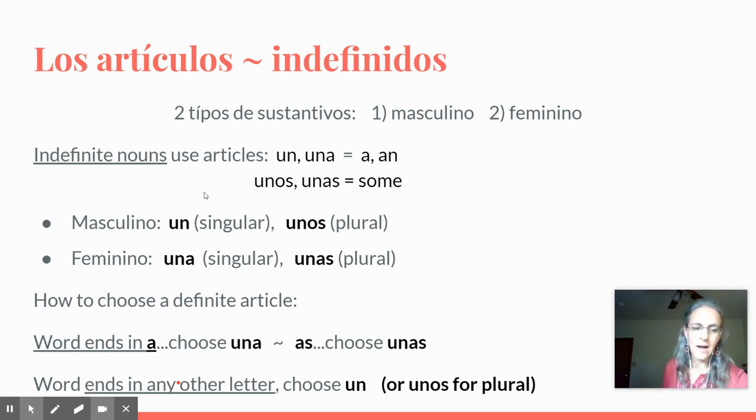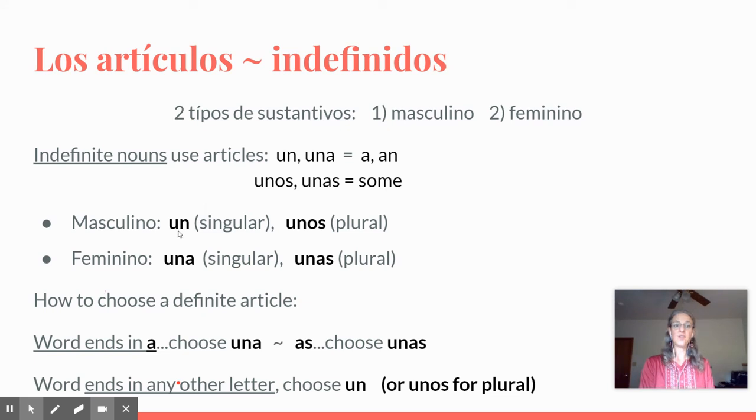Or if I switch to another object, maybe I say, I need the black pencil because it's my favorite pencil. Oh, I have it. But what if I just said, I need a pencil? Then somebody might say, oh, I have a pencil. So a and some are just any object, not defined. Could be any pencil at all. So hopefully that helps you to see when we use definite versus indefinite.